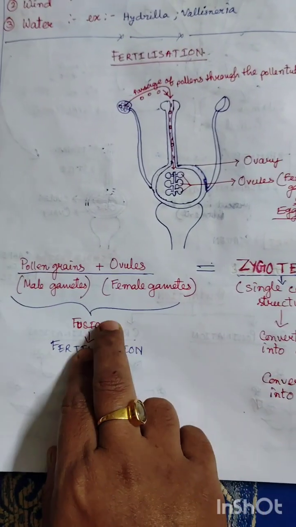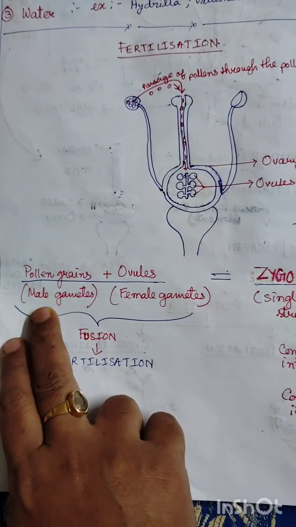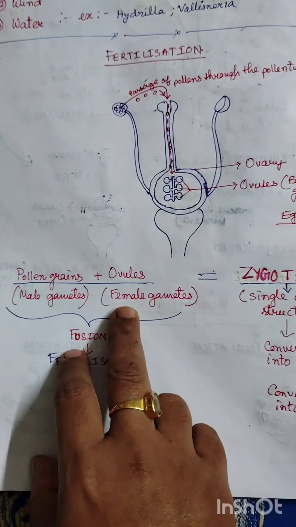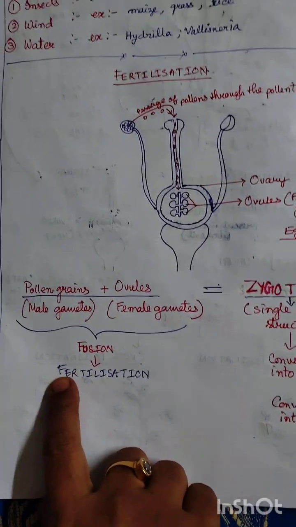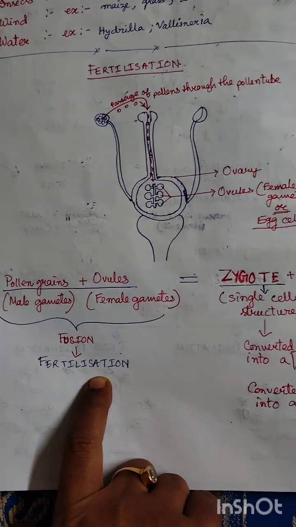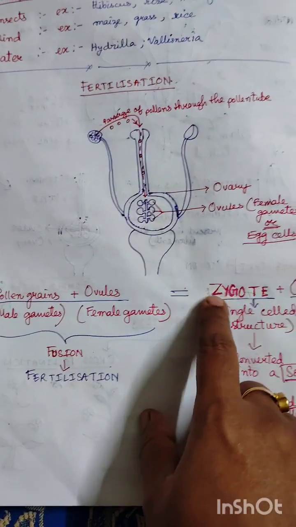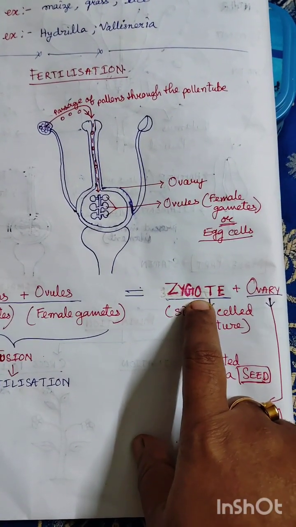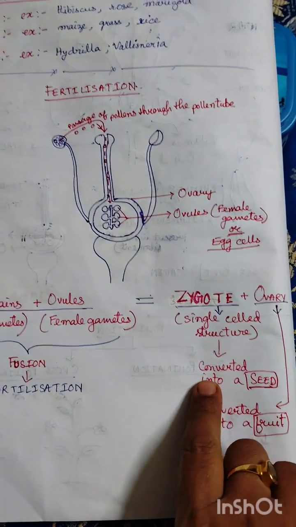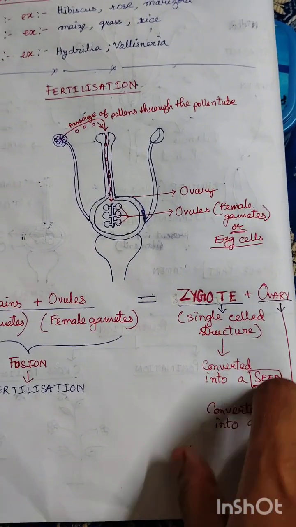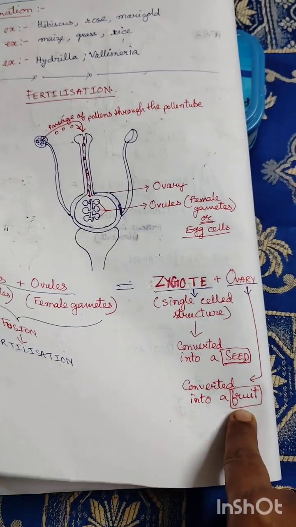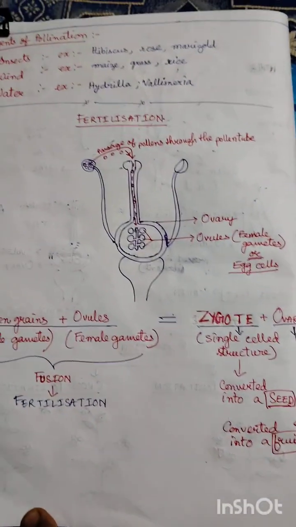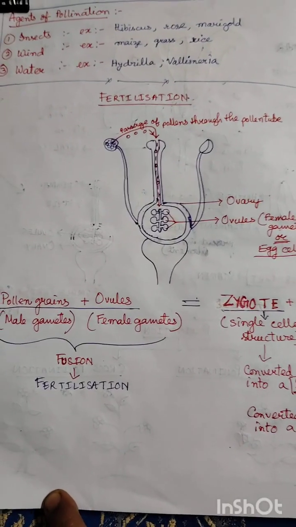Now, see the whole thing happening in the fertilization process. Pollen grains, male gametes, plus ovules, female gametes. Plus means fusion, they are mixing with each other. That process is called fertilization. And after fertilization, what forms? One is the zygote, which is a single cell structure and which is converted into a seed. And the ovary that contains the zygote is converted into a fruit. Okay, I think all of you clearly understood this much.